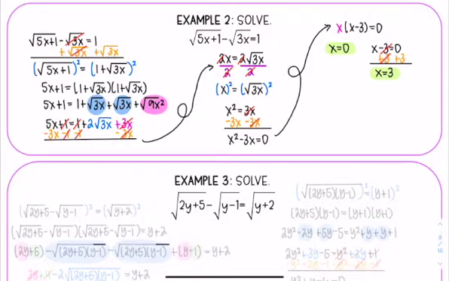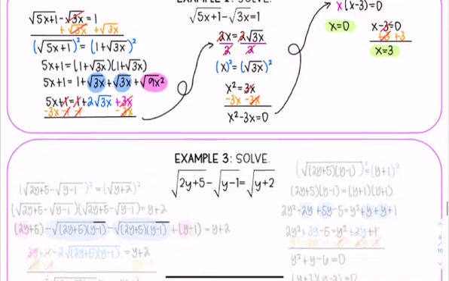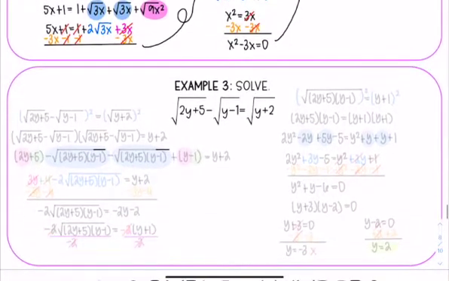And let's go ahead and try a little bit of a doozy. We have the square root of 2y plus 5 minus the square root of y minus 1 equals the square root of y plus 2. So again, I have to have only one radical isolated so that I can square both sides and start simplifying. Well, the square root of y plus 2 is already isolated, and so what's going to end up happening is we're just going to square both sides to begin with.